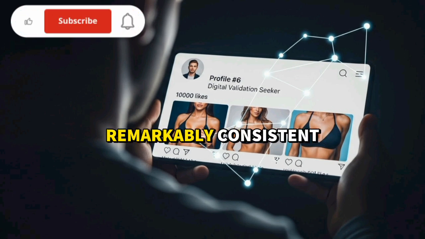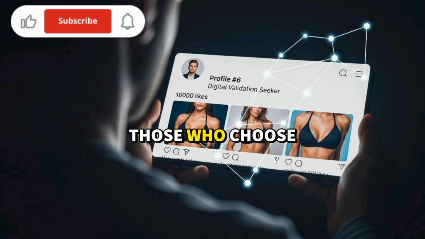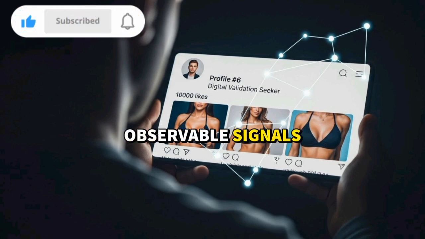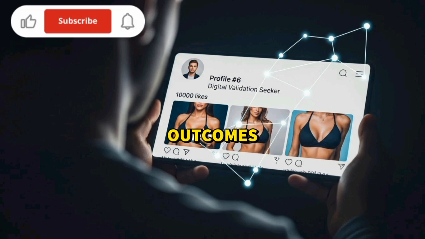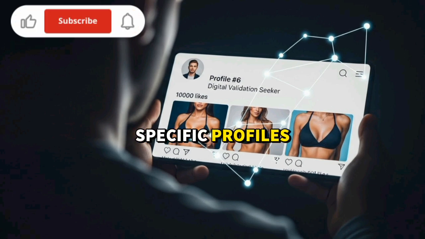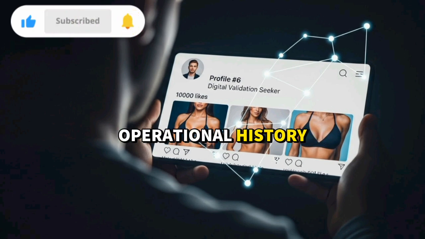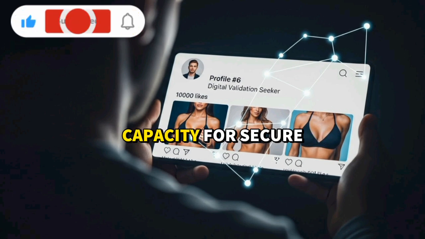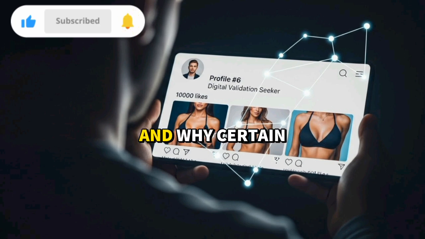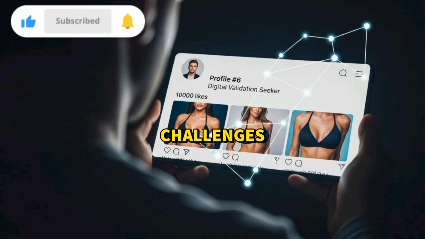The patterns are remarkably consistent. The indicators are identifiable. Those who choose to disregard these observable signals often share similar outcomes. This extensive guide will detail 7 specific profiles, the behavioral markers that reveal their operational history, the signs indicating a diminished capacity for secure attachment, and why certain past behaviors are reliable predictors of future relational challenges.